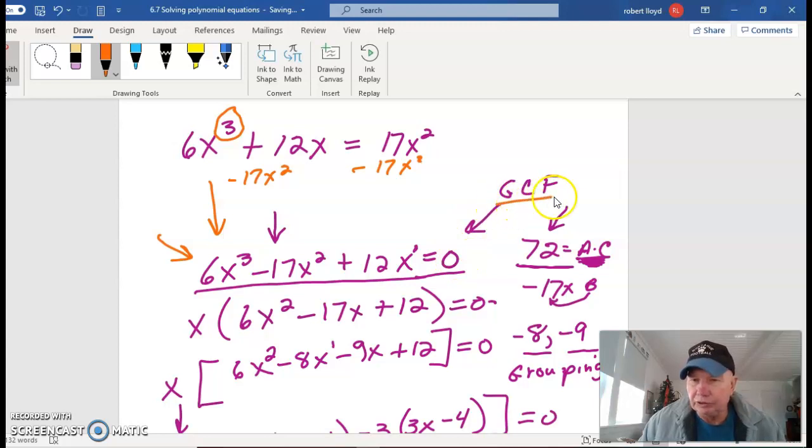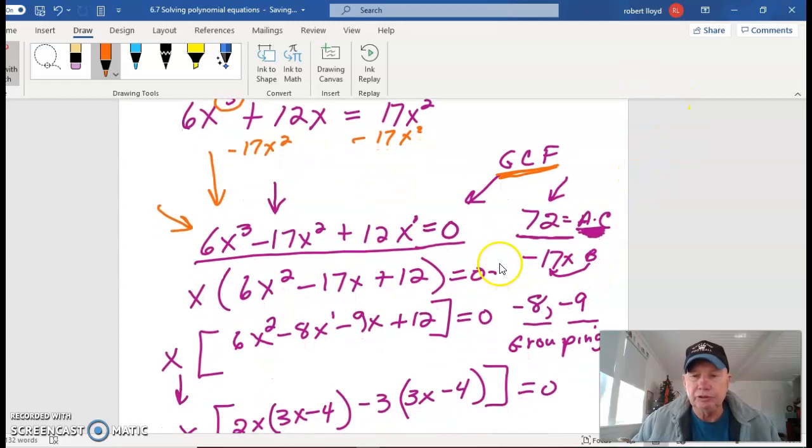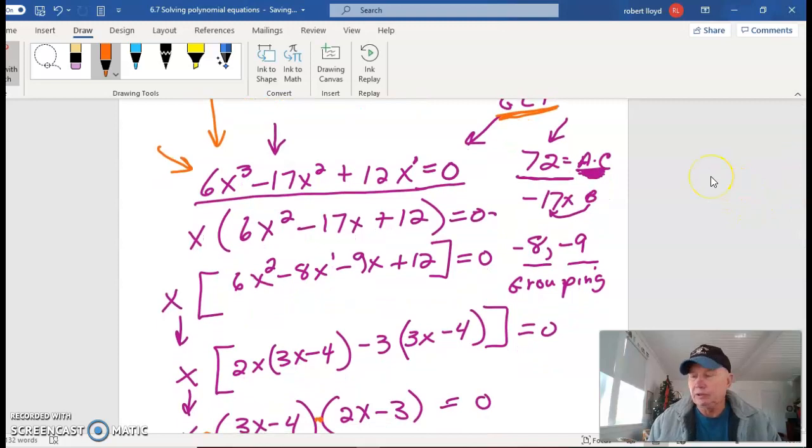Now we have to look for a greatest common factor. In other words, is there a variable or a number that can come out of each of the terms? Well, we can't take a number out of these, but we can take a variable because we have a variable in each term of the polynomial, and the lowest power is 1. So we can take that out. So when we take an x out of the first term, we're left with 6x squared. When we take an x out of the second term, we're left with negative 17x. When we take an x out of the third one, we have 12. And now it's set equal to 0.